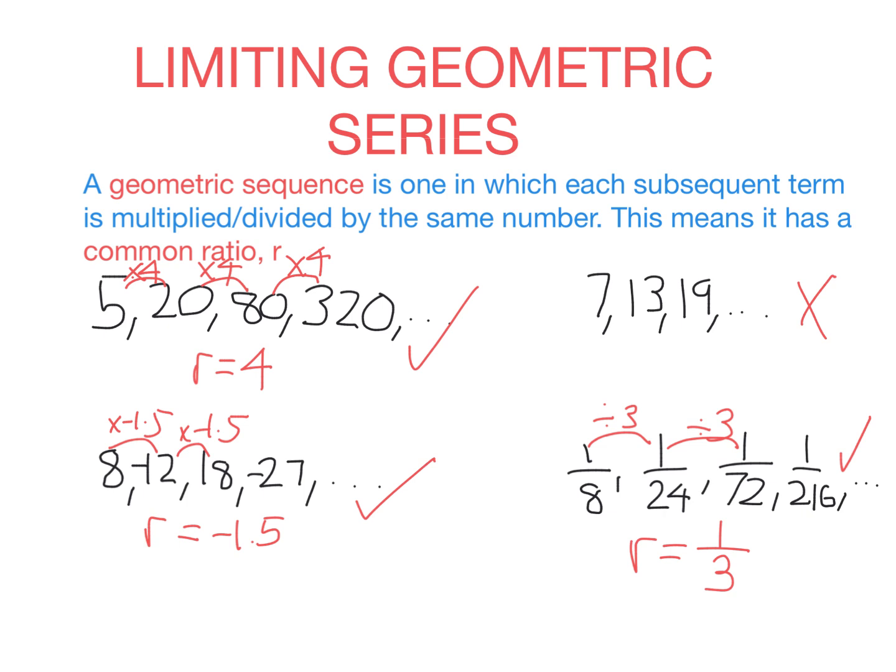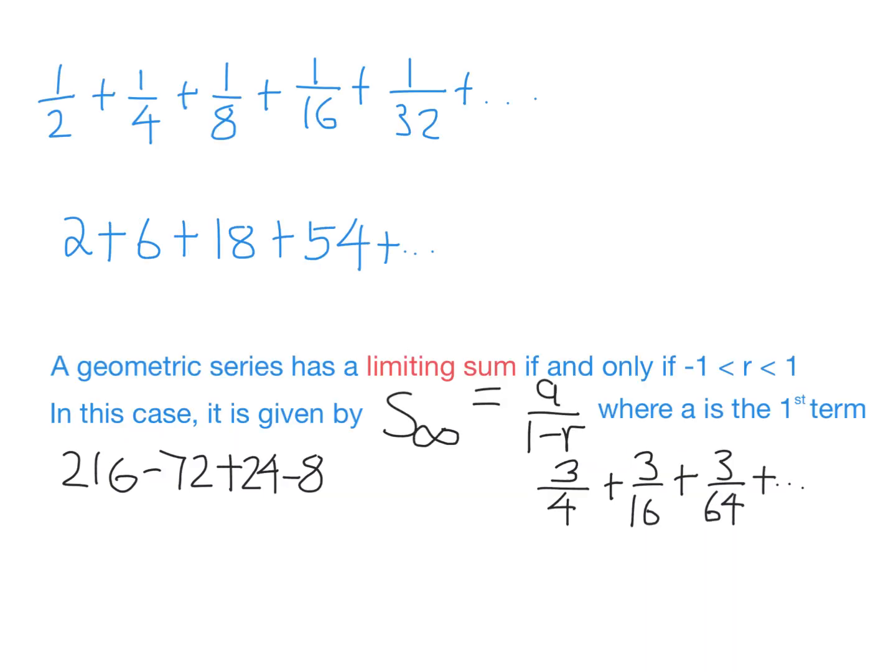Now let's look at a geometric series. Consider the sequence half, a quarter, an eighth, a 16th, and so on. That is a geometric sequence because I'm multiplying each term by a half to get the next term. Now, if I add up all of these terms, it becomes a geometric series. These dots mean it goes on forever. I'm actually going to add infinitely many terms of this sequence.